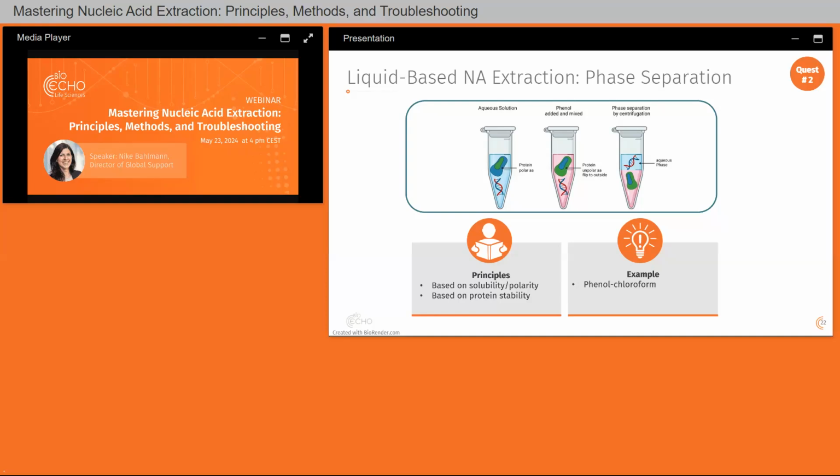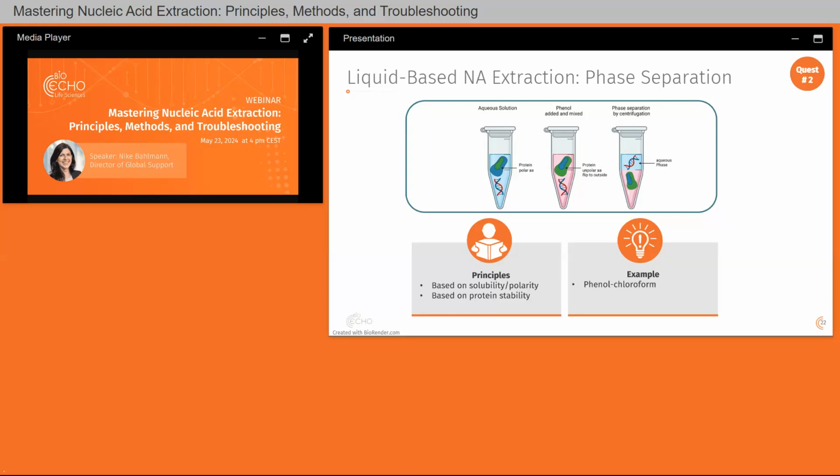Because now we have the phenol outside, the protein changes its conformation and flips its hydrophobic residues outside. This is why the protein stays in the phenolic phase here in pink, and the DNA, which still loves water, stays in the hydrophilic phase. So this is what happens here.